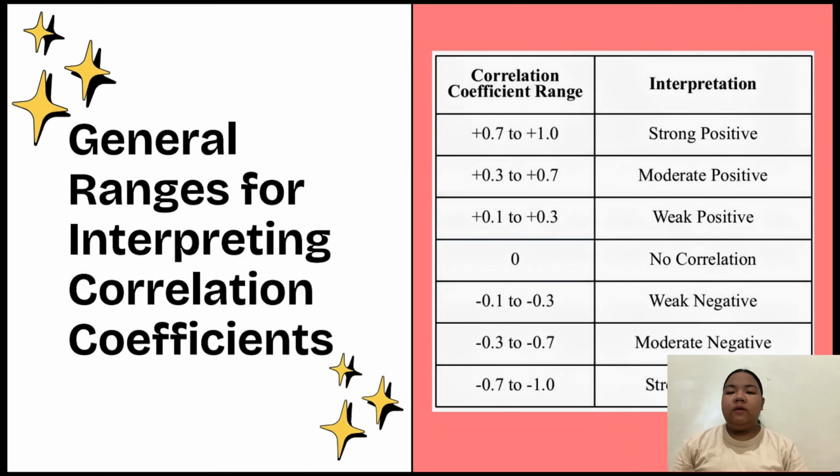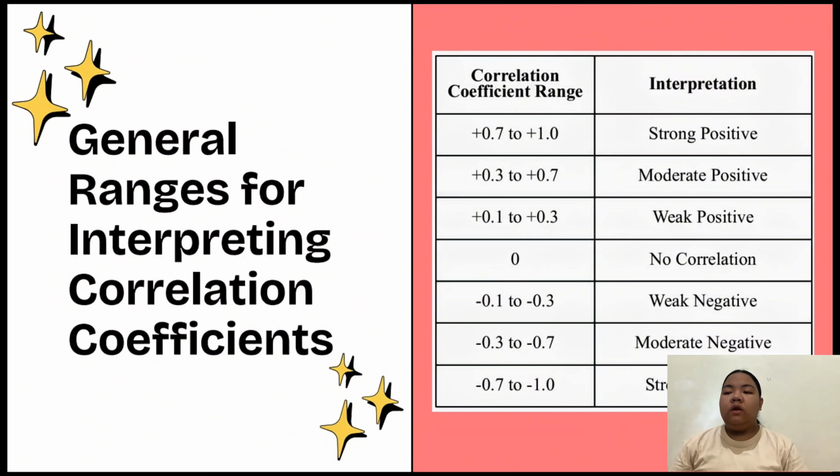These are the general ranges for interpreting correlation coefficients. Correlation coefficient range, positive 0.7 to positive 1.0, has an interpretation of strong positive. Positive 0.3 to positive 0.7 has an interpretation of moderate positive. Positive 0.1 to positive 0.3 has an interpretation of weak positive.